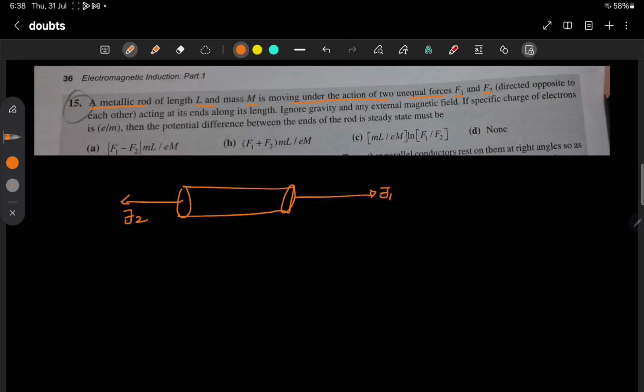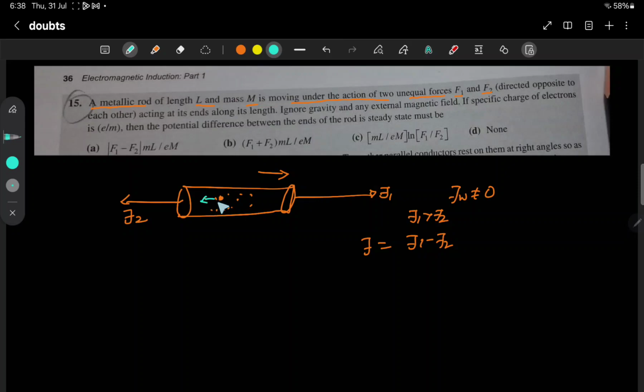Okay, so now if the rod is moving, then net force is not equal to 0. So let me take F1 is greater than F2, then F1 minus F2 is nothing but the net force acting. So because of this force, the rod will move. Then the free electrons, the charges inside, will also move, correct? But here the electrons inside this, the charges inside the conductor, will experience a force in this direction.